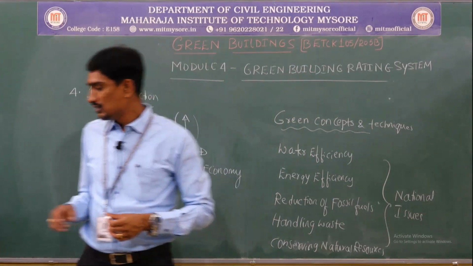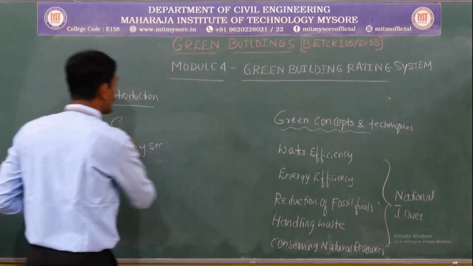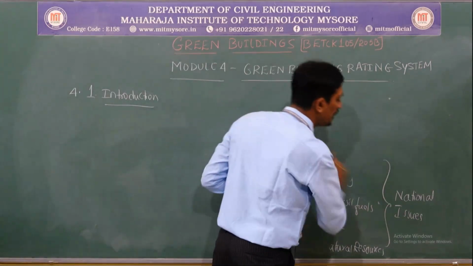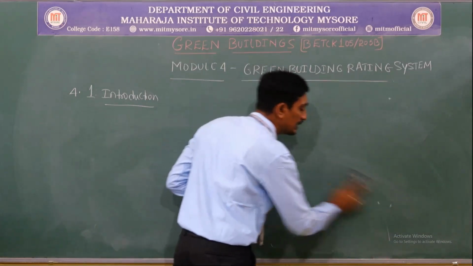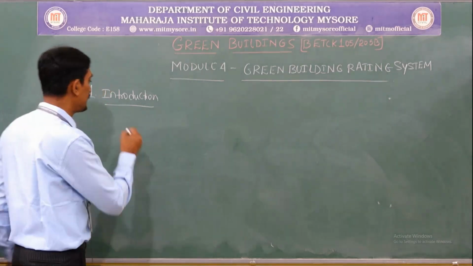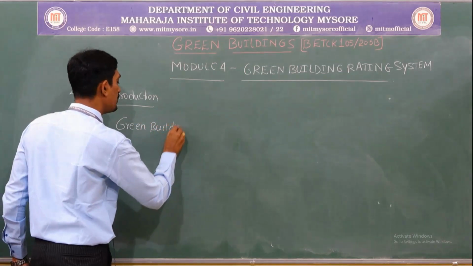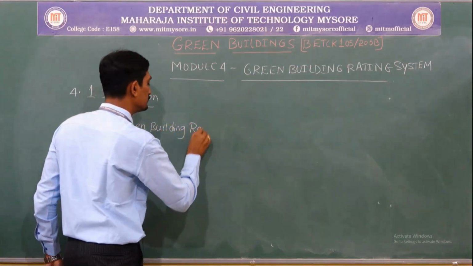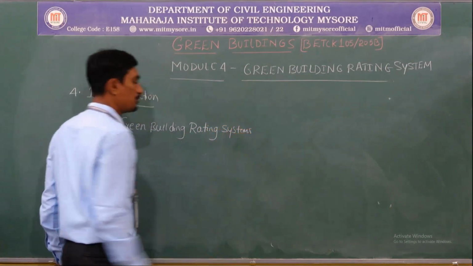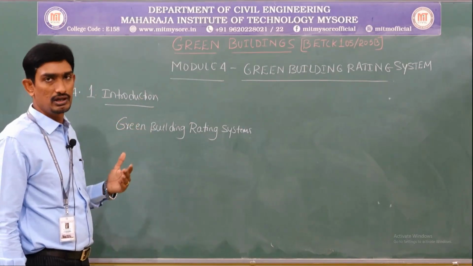Okay. So next, the concept is, with all these things, let me define what exactly green building rating systems or green building ratings are. So we need to define that. Green building rating systems. I used to call it plural, that is systems, because so many systems are there. That's why we call it systems instead of system.